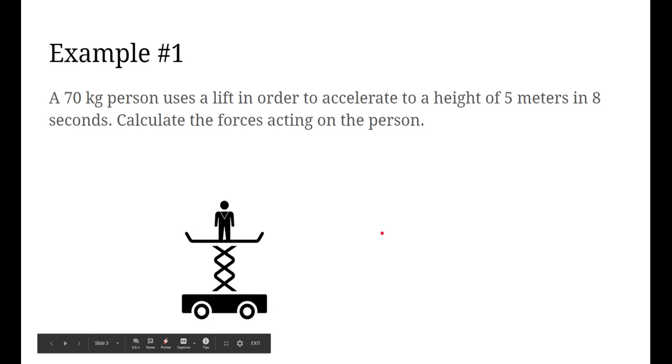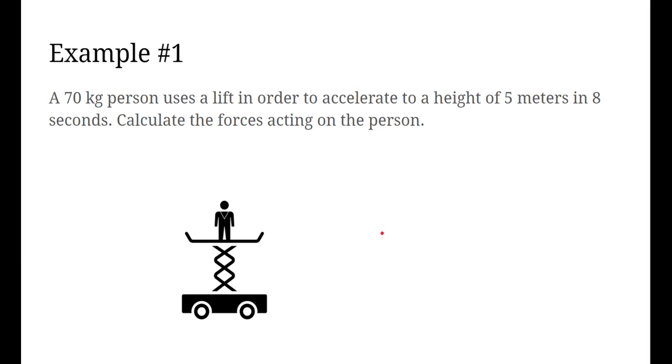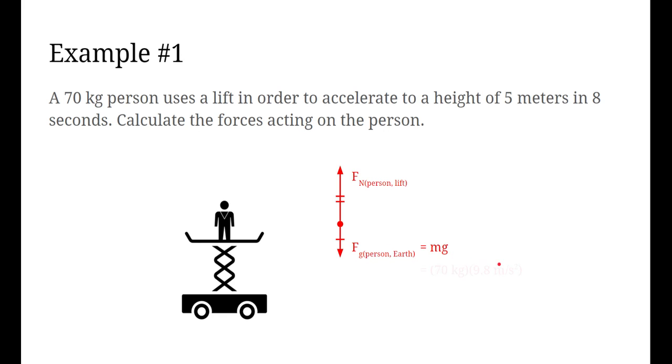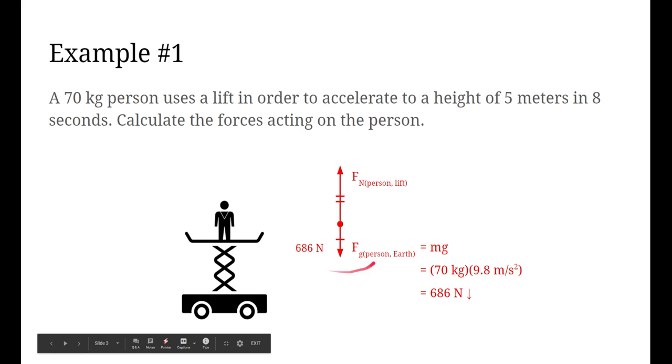So in our first example, we have a 70 kilogram person who uses a lift in order to accelerate to a height of 5 meters in 8 seconds. We have to calculate the forces acting on the person. So we'll start by making a force diagram, and we can see because this person is accelerating upwards, we need to have a larger upwards force than we do a downwards force. To calculate the gravitational force, we can use our equation mass times acceleration due to gravity, and we get 70 times 9.8, or 686 newtons, pulling this person down.